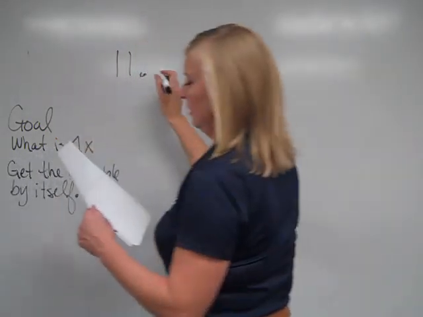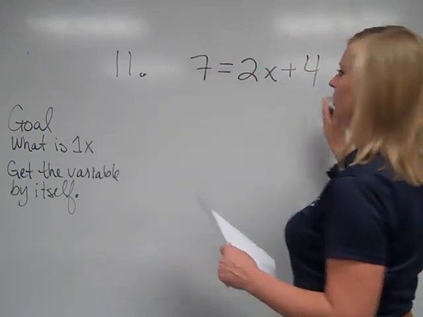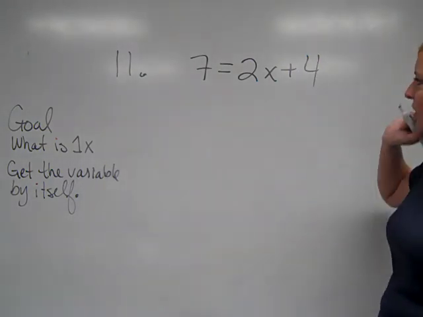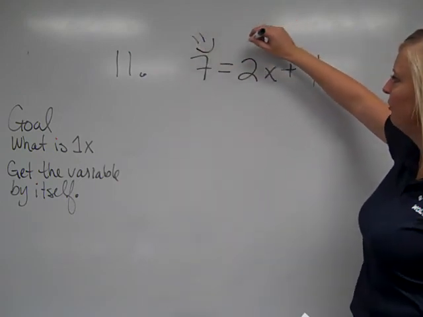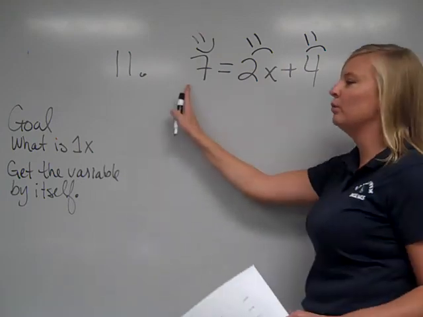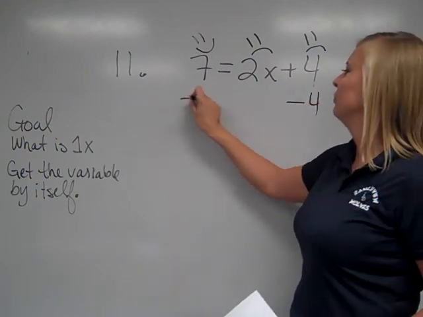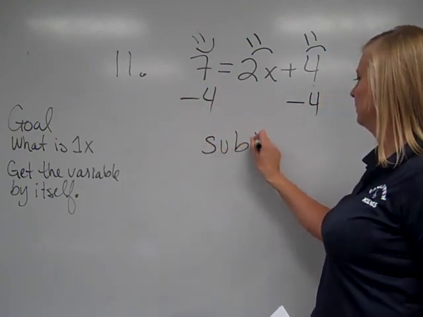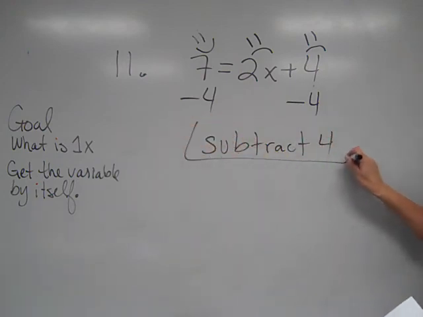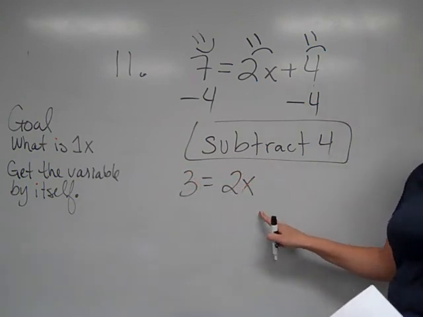Number 11. What is the first step to 7 equals 2x plus 4? Again, our goal is 1x. So let's look at our terms. 7 is by itself. X is next to a number. So then this number needs to move with the other number. The opposite of adding 4 is subtracting 4 from both sides. Then you would have 3 equals 2x, and your x would be all by itself.